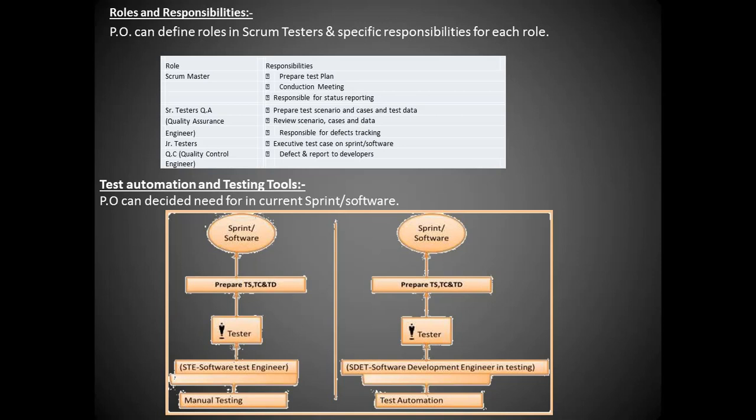Quality assurance engineer: he is going to be reviewing the scenarios, cases and data, responsible for the defect tracking itself. Junior testers: executing the test cases on sprint. Quality control engineer: defects reported to the developers itself. Test automation and the testing tools: PO can decide the need for them in the current sprint. What are the tools and what we need to do, those all things.